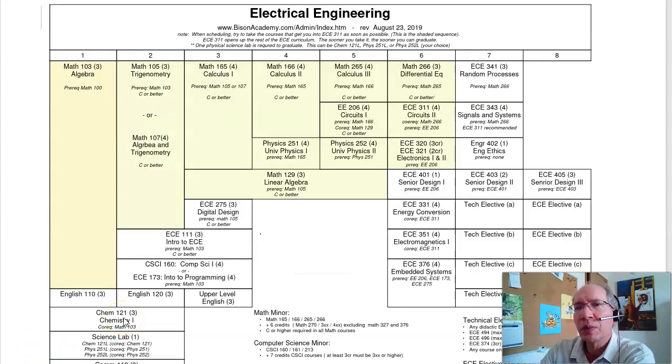So to see where Math 165 winds up in the ECE curriculum, these are the courses you need to graduate in electrical engineering. You start taking algebra, that's solving one equation, one unknown, trigonometry, the study of circles, sines and cosines. Then you get into Calc 1. With Calculus 1, you typically cover differentiation. Calculus 2 is where you cover integration.